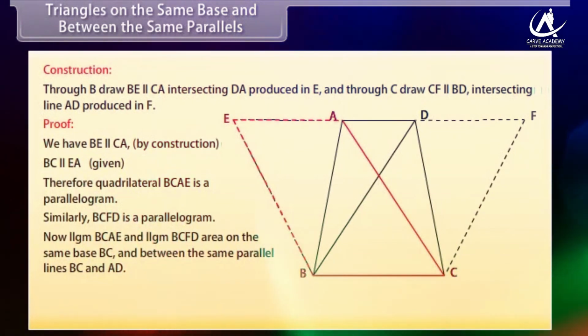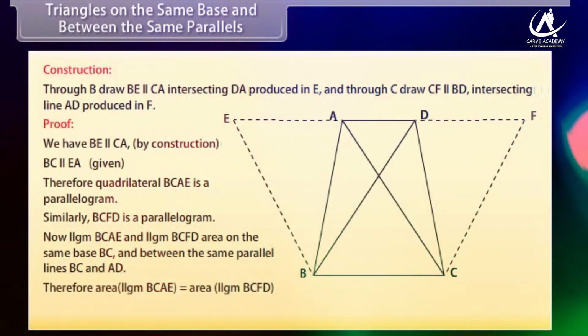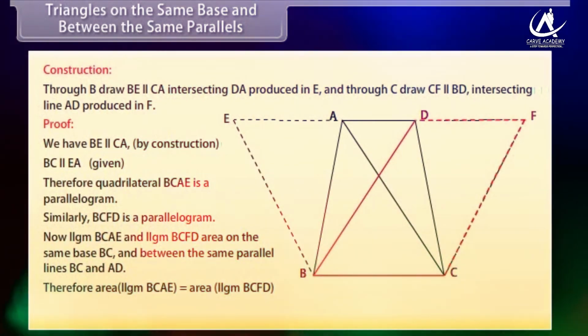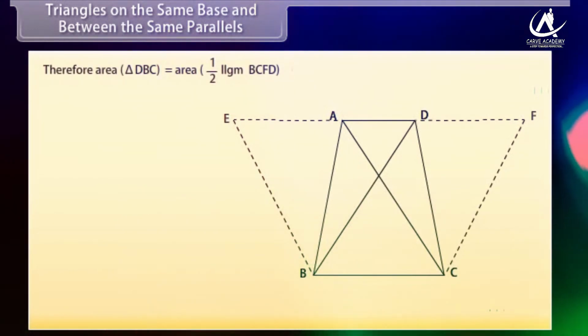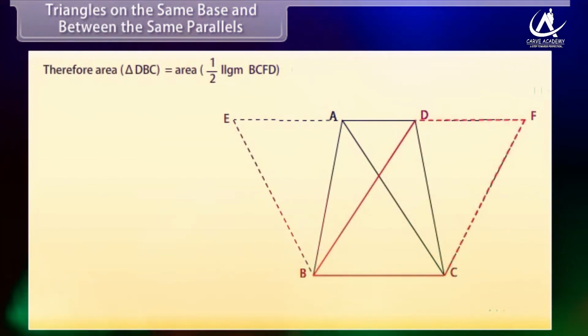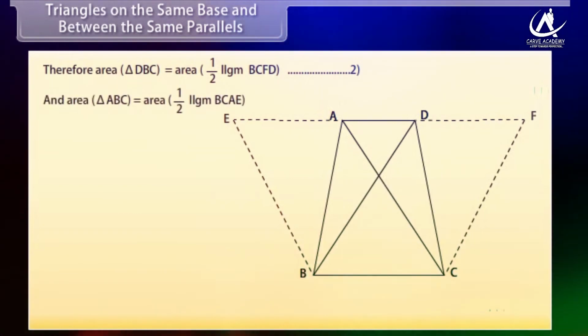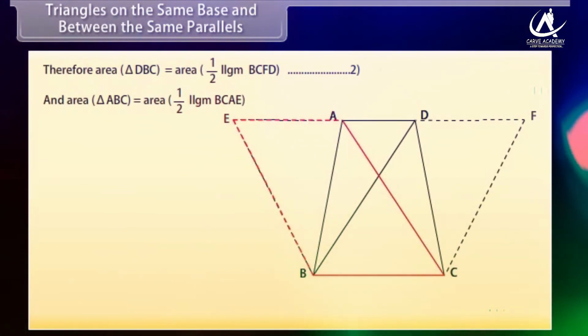Now parallelogram BCAE and parallelogram BCFD are on the same base BC and between the same parallel lines BC and AD. Therefore, area of parallelogram BCAE is equal to area of parallelogram BCFD. Mark it as 1. We know that the diagonals of a parallelogram divide it into two triangles of equal area. Therefore, area of triangle DBC is equal to half of the area of parallelogram BCFD. Mark it as 2. And area of triangle ABC is equal to half of the area of parallelogram BCAE.